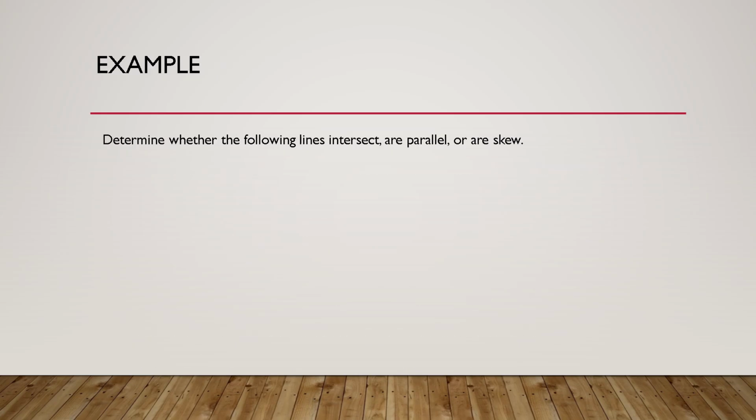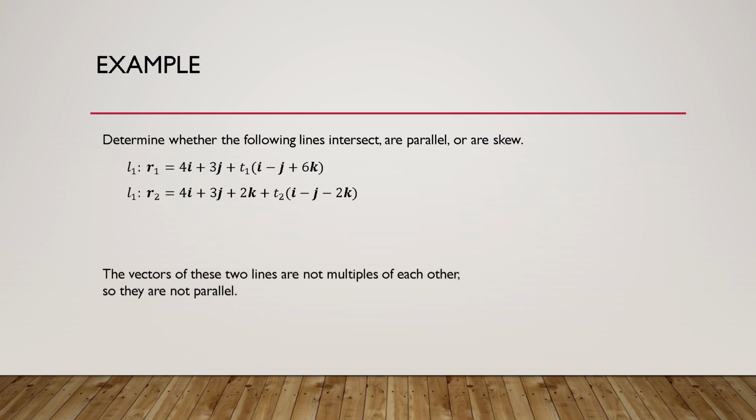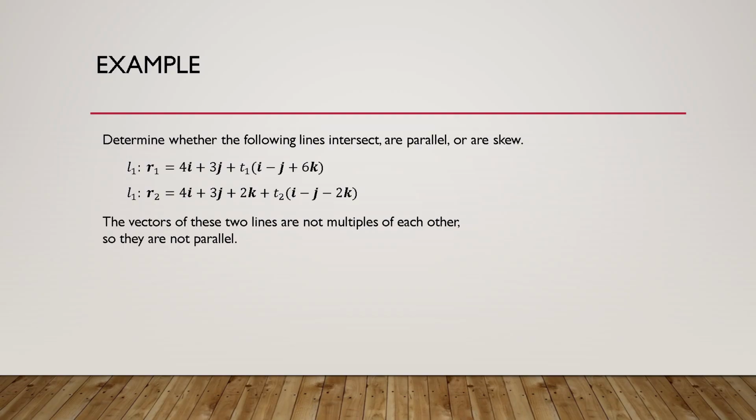For example, determine whether the following lines intersect, are parallel, or skew. Line 1 is r sub 1 equals 4i plus 3j plus t sub 1 times the quantity of i minus j plus 6k. Line 2 is r sub 2 equals 4i plus 3j plus 2k plus t sub 2 times the quantity of i minus j minus 2k. The direction vectors of these two lines are not multiples of each other, so the lines are not parallel. We next ask if there is a t sub 1 and t sub 2 that would make r sub 1 equal to r sub 2.